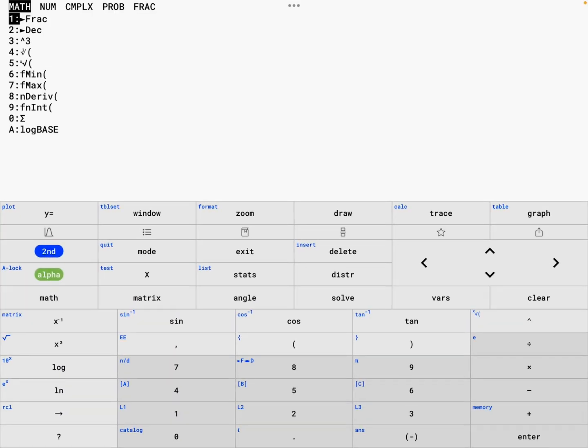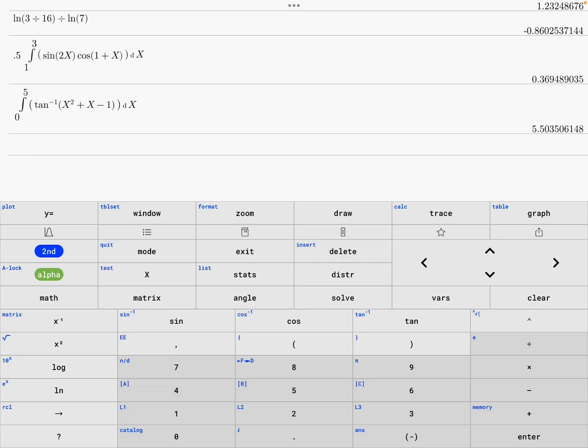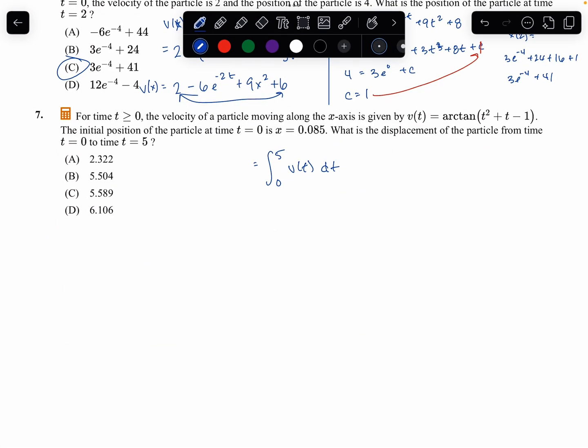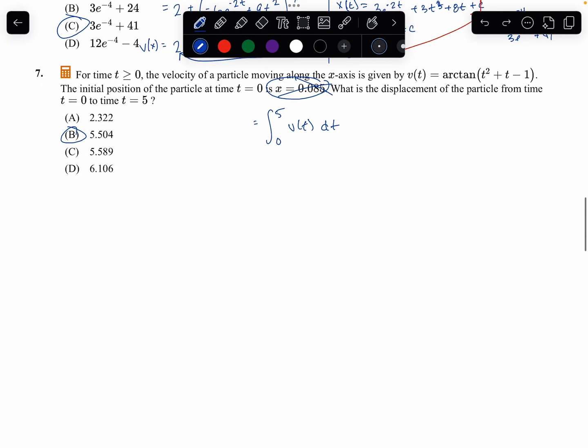So we're just going to do math. Number 9, integral from 0 to 5 of arctangent of x squared plus x minus 1. Okay, and I got 5.504. There you go. So it's B. Don't even need this right here. It's not relevant whenever it comes to displacement. It would be relevant if it was talking about position.